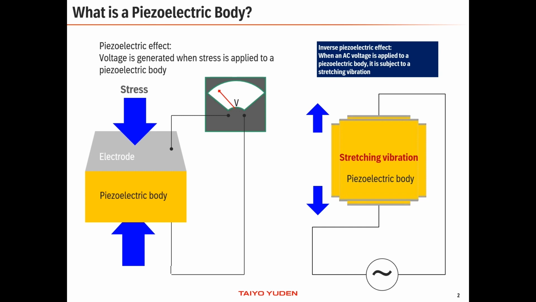When stress is applied to a piezoelectric body, electrical polarization takes place in proportion to its intensity, causing a voltage to be generated. This is called the piezoelectric effect. In contrast, when a voltage is applied to a piezoelectric body, a displacement takes place in proportion to the voltage. This is called the inverse piezoelectric effect.